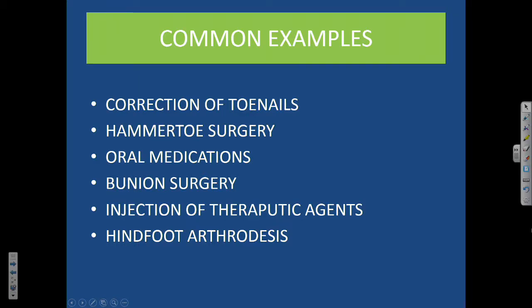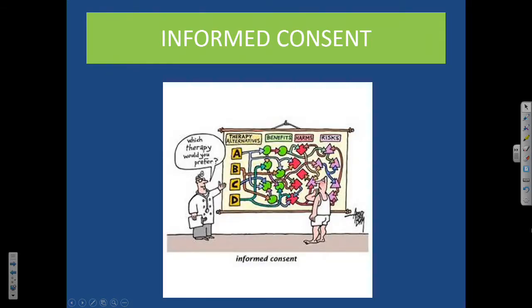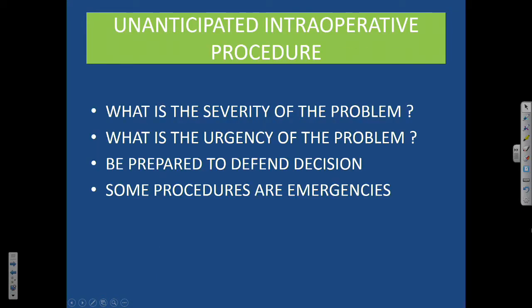Injections of therapeutic agents. Some therapeutic agents that we inject, such as, say, bleomycin for the treatment of warts, or even corticosteroids and local anesthesia for the treatment of plantar fasciitis, can have significant side effects. The injection of sclerosing agents for the treatment of nerve problems. Here again, we need to inform the patient and document in our notes that we have informed the patient of these potential complications. Things like hindfoot arthritis, or arthrodesis rather, can be associated with accelerated arthritis of adjacent joints. Here again, patients need to know these things. So the process in looking at alternatives, benefits, potential harms and risks can be rather complicated.